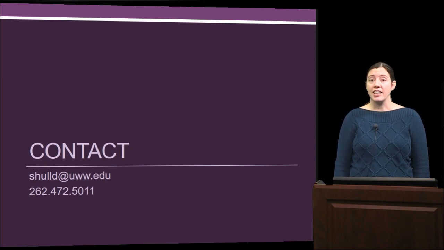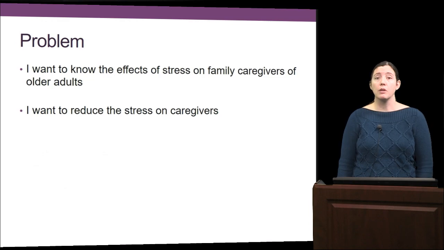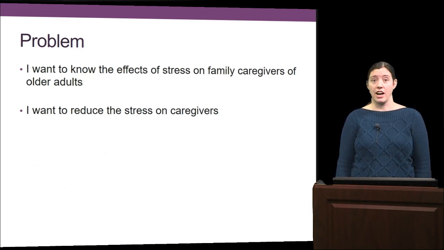And the best way to do that is to think about your problem and break it down into a series of researchable concepts. So the example that we're going to use today is I want to know the effects of stress on family caregivers of older adults. And the problem I want to solve is I want to reduce that stress on family caregivers. So how do I go about looking in library databases for evidence that shows me not only different ways to reduce stress on family caregivers, but the best way, the best intervention to reduce stress on family caregivers?